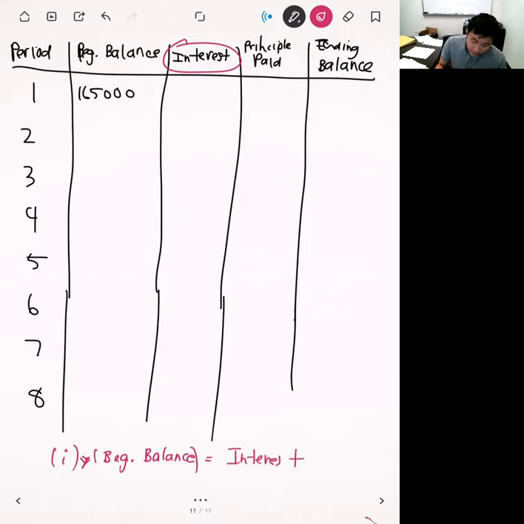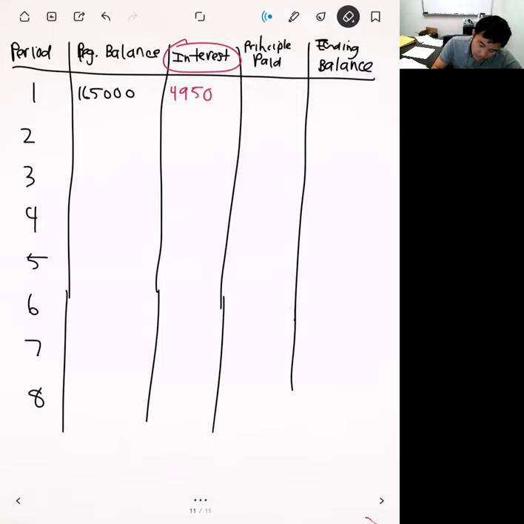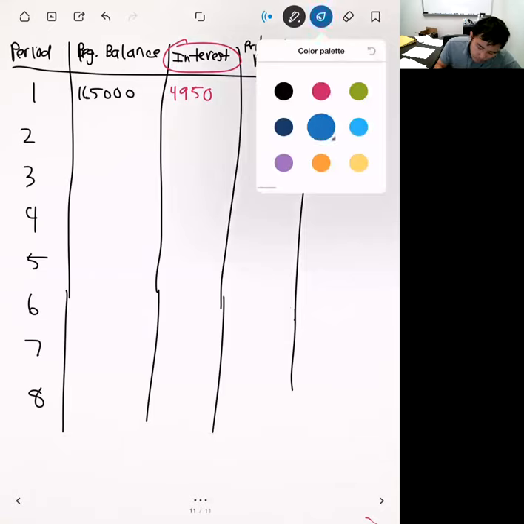For this first row, our beginning balance is 165,000, and I'm going to take 3% of that. So I take 165,000 multiplied by 0.03, and I get an interest of 4,950. That's what you get for the interest.